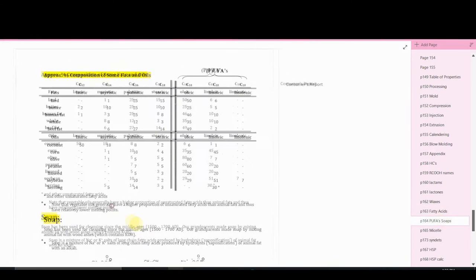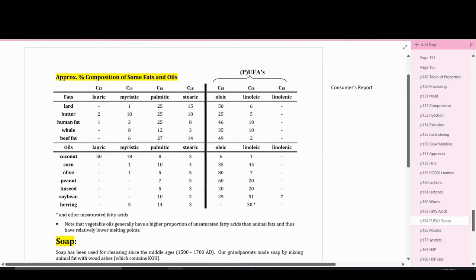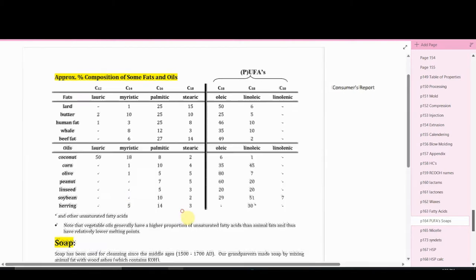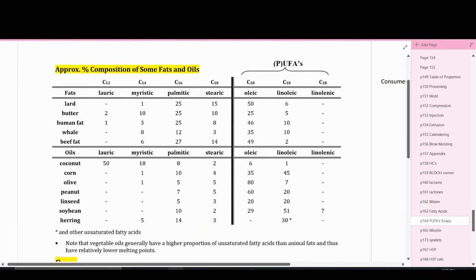And then, of course, a little bit more here. I took this from a Consumer's Report. They listed a number of fats compared to oils. What's the difference? Well, fats include things like lard and butter, and human fat, and whale fat, and beef fat, whereas oils from plants are coconut, corn, olive, peanut, linseed, soybean, herring. They give a breakdown of the fatty acids within them. Now, these are not 100%. They don't add to 100. They just represent the major portions.